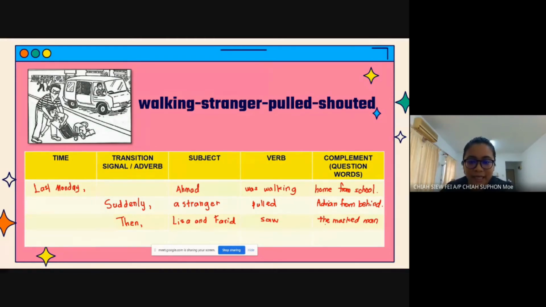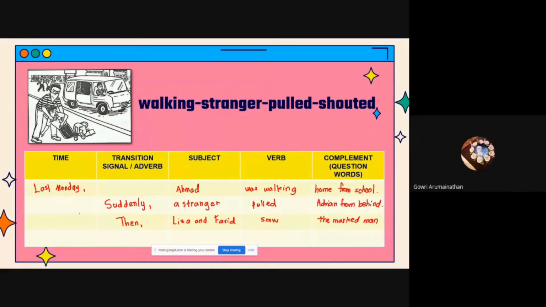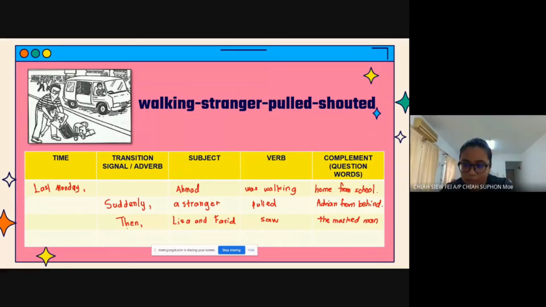Then Lisa and Farid saw the masked man and shouted at him. Okay, saw the masked man and shouted at him. This is our complement, okay? Because our main verb here is saw. All right. Okay, next. What happened?